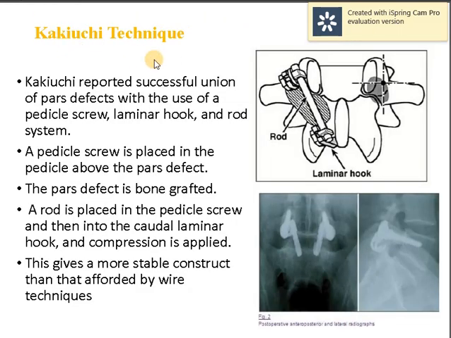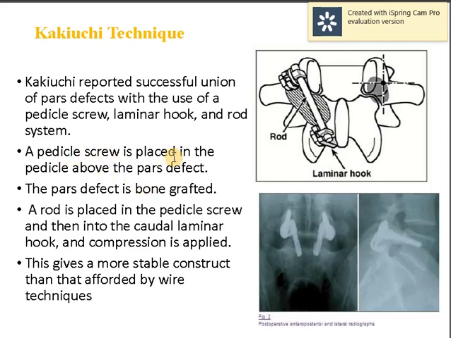Then the Kakiuchi technique. It is reported to give successful union of the pars defect with the use of a pedicle screw, laminar hook and a rod system. Pedicle screw, laminar hook and the rod system. You can see in the X-ray here. Ultimately, we have to stabilize the pars area.